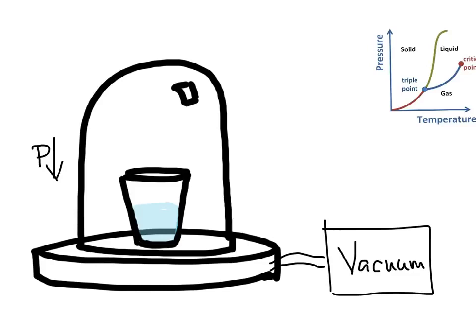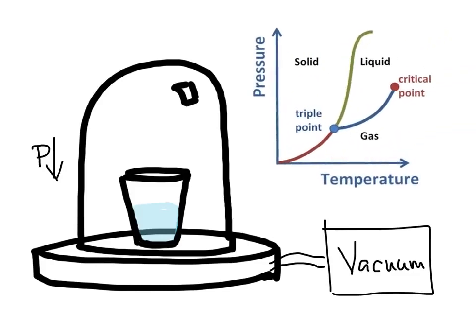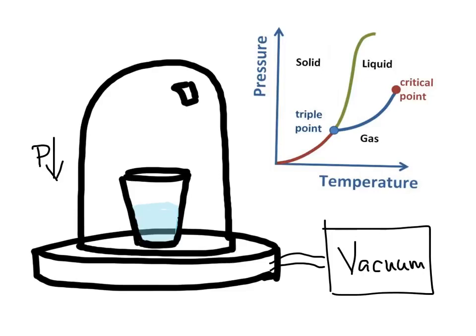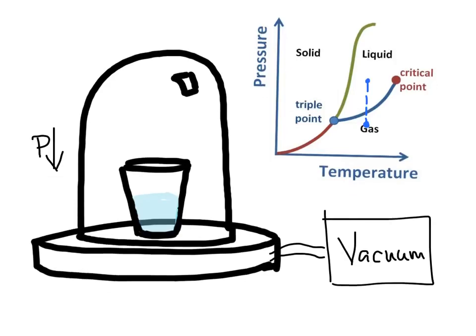We could change this substance's state without even touching the temperature. So maybe we're right here at standard pressure. You know, it's hot enough to be a liquid, this water inside this glass, and we slowly lower the pressure. We could eventually turn that substance into a gas and we could start boiling it without even changing the temperature.